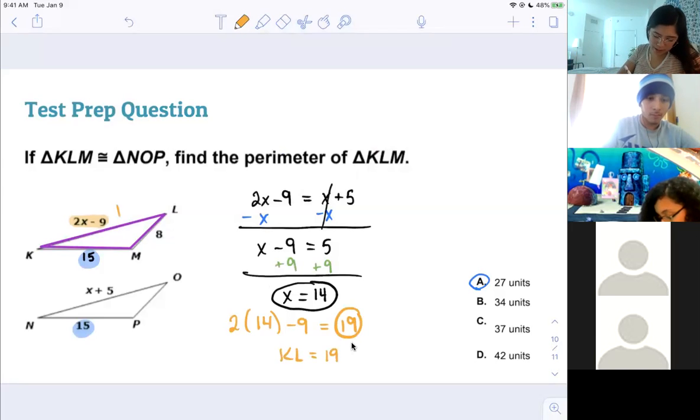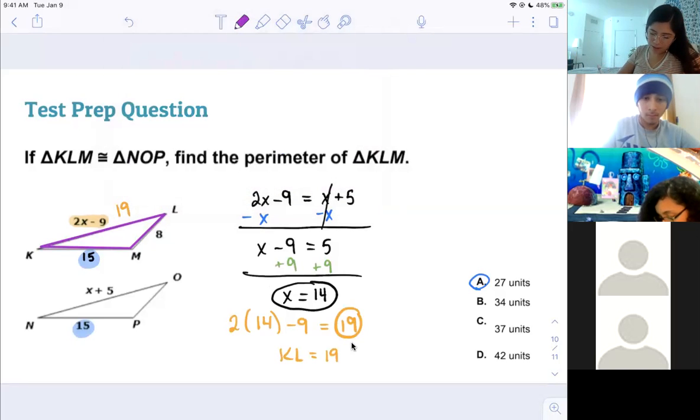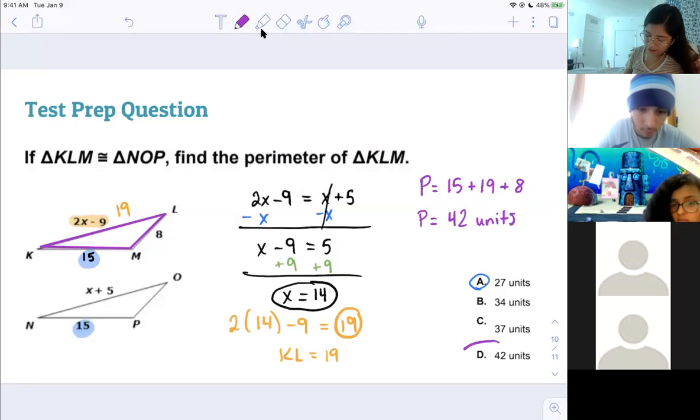So here's a 19. Now I can find my perimeter because my perimeter is going to be all of those sides added together. So 15 plus 19 plus 8. And what do I get when I add all of those up? 42. 42. Yay. So only one person got it correct. And that was my answer.